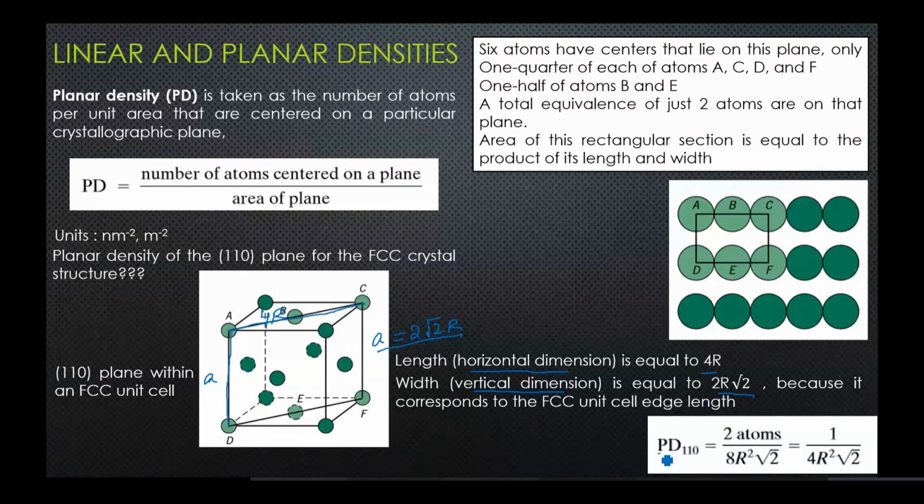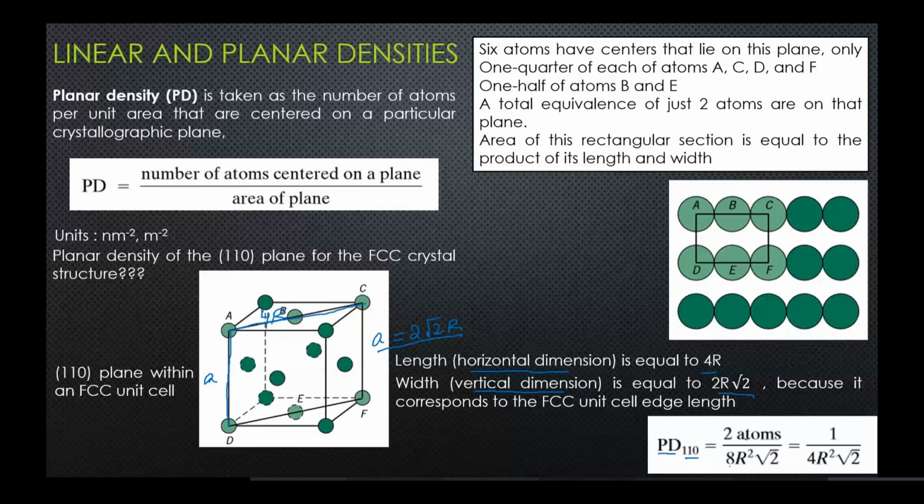So the planar density for the plane 110 is essentially 2 atoms divided by 8r square under root 2, which is 4r multiplied by 2r under root 2. This is the planar density.